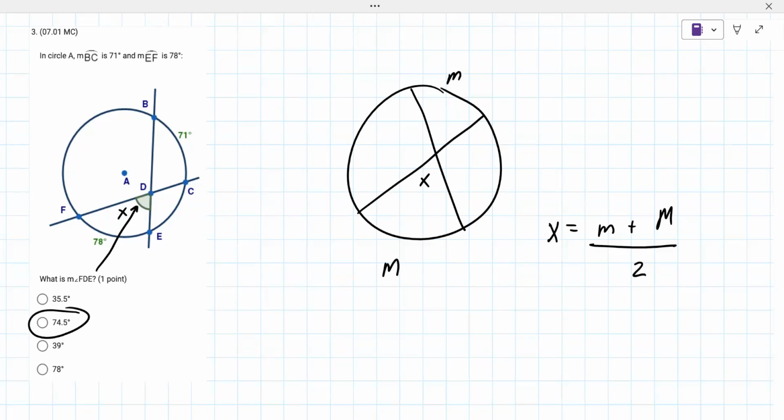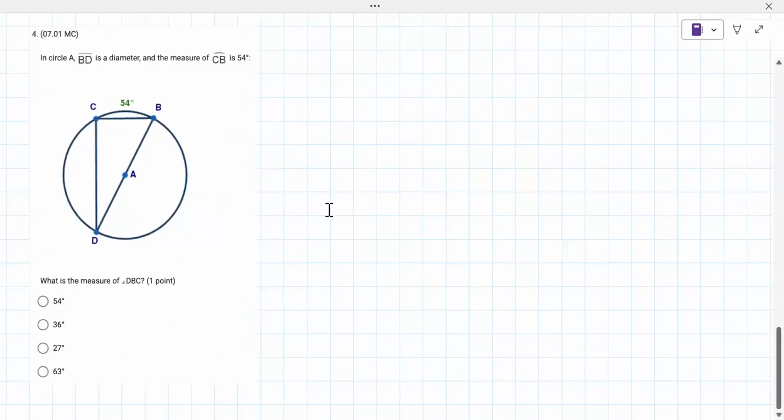Okay, let me put the next one in the chat. All right, here's the next one in the chat. Circle A, BD is a diameter and the measure of CB is 54. What is the measure of DAC?